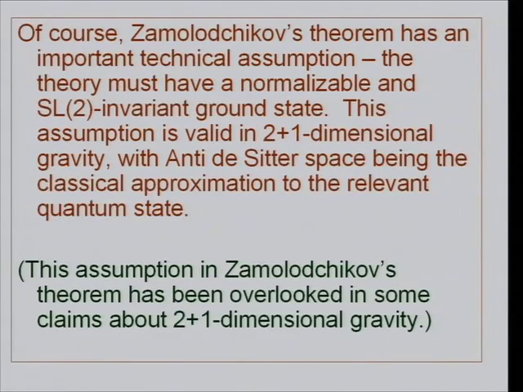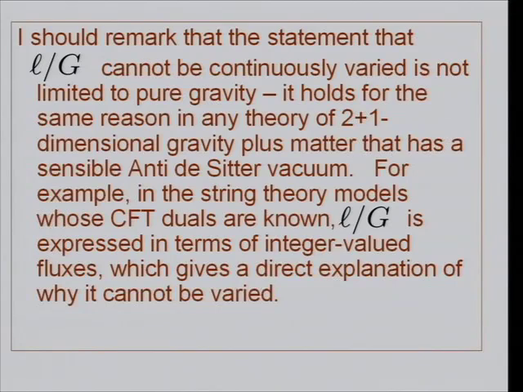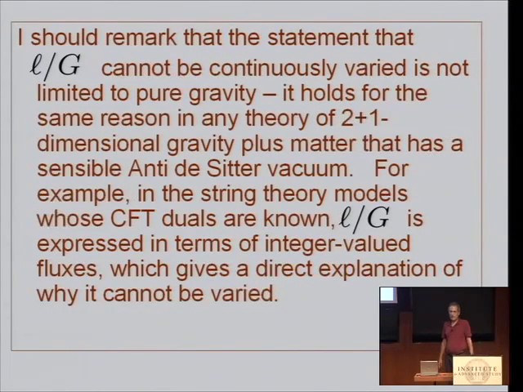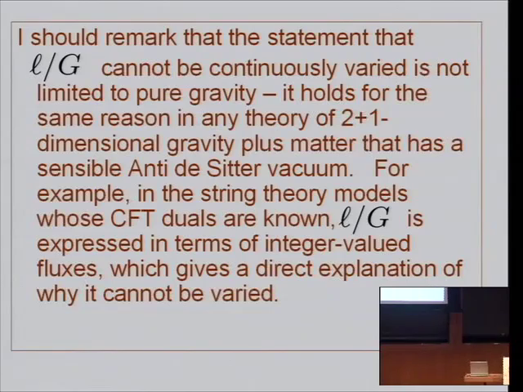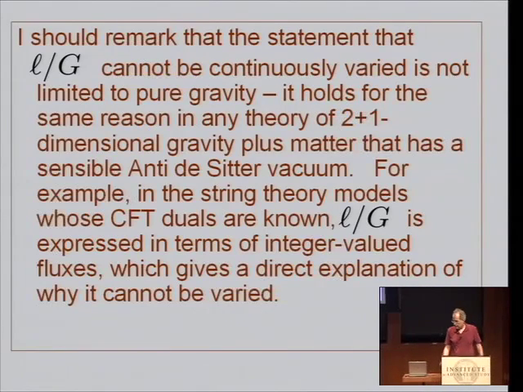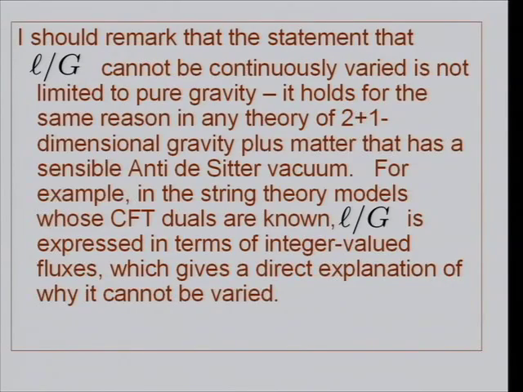Of course, there's an important technical assumption in Zamolodchikov's theorem. The theory must have a normalizable and SL2 invariant ground state. This assumption is valid in 2 plus 1 dimensional gravity, with the anti-de Sitter space being the classical approximation to the relevant quantum state. Now, incidentally, the remark that L over G can't be continuously varied isn't special to pure gravity. It holds in any theory of 2 plus 1 dimensional gravity plus matter that leads to an anti-de Sitter vacuum. For example, in the string theory models whose CFT duals are known, L over G is expressed in terms of integer-valued fluxes, which gives a direct explanation of why it can't be continuously varied. It's determined in terms of integers.